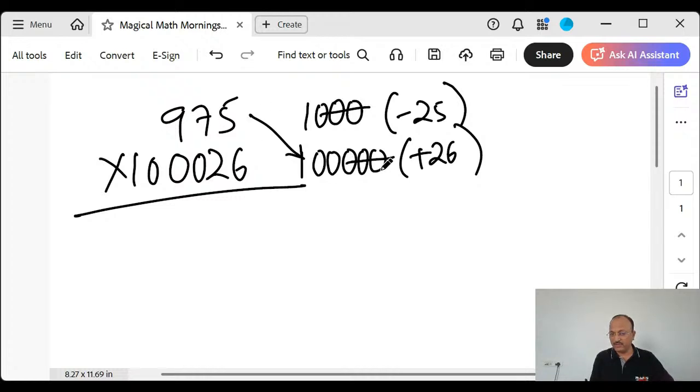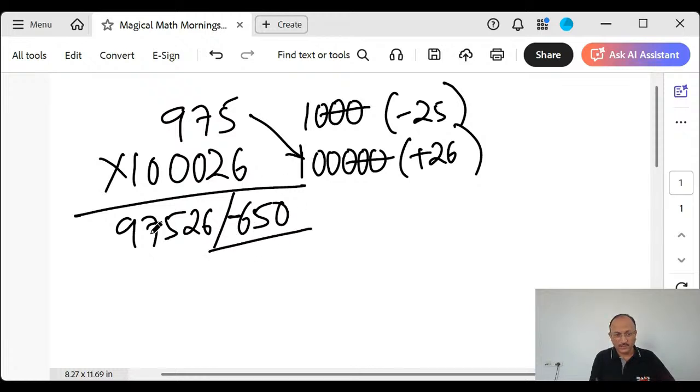97500. But for that, when you add 26, what happens? 97526 it will come. When you multiply 25 into 26, what happens? 25 into 25 is 625, and then you add another 25, 650. Right? Minus 650, because three zeros are there, we have minus 650. And then what we have to do, we have to do the subtraction of this. Don't forget the last step.